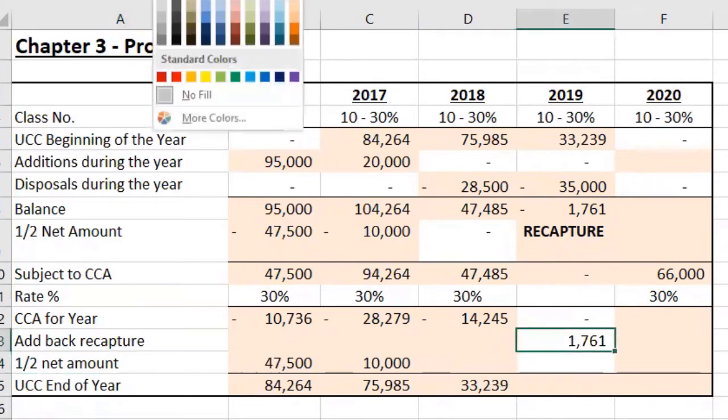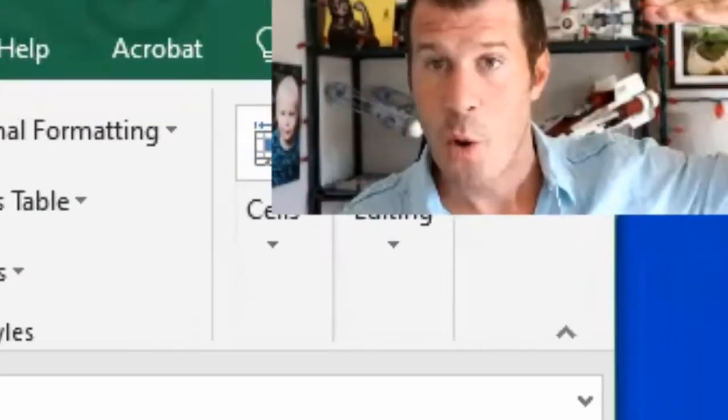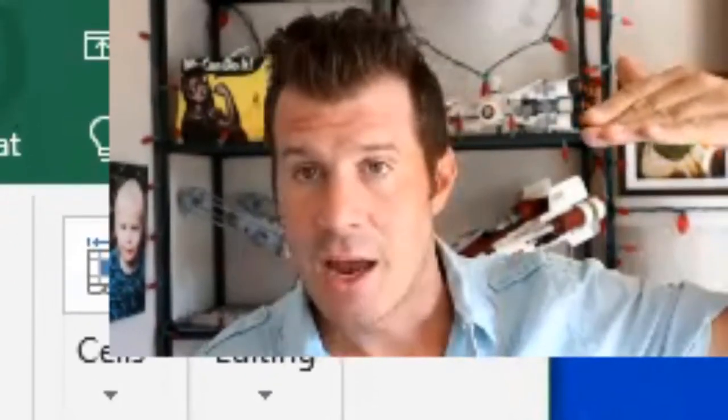Remember, we're adding this back. Why are we adding it back? What happens here with the recapture is an income inclusion. This is an income inclusion. It makes income go higher, makes tax higher, makes Ryan cry, makes Louis cry. Ryan doesn't care, he's impartial here.